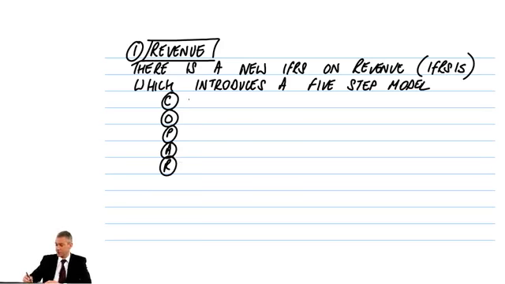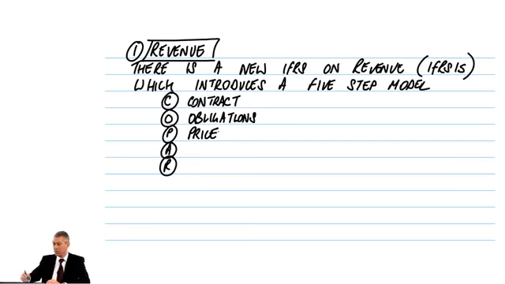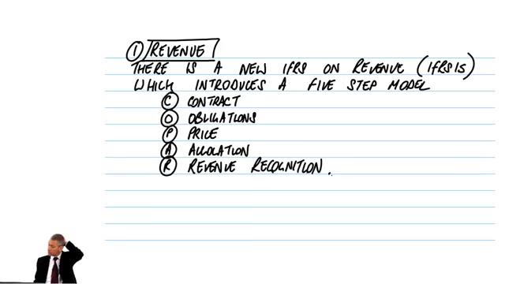First of all, you see if there's a contract. Then you identify the separate obligations under that contract. Then you find the one single price, and then you allocate the price to the obligations. And then you do revenue recognition at the end. And as I say, I'm going to talk to you more about that tomorrow.